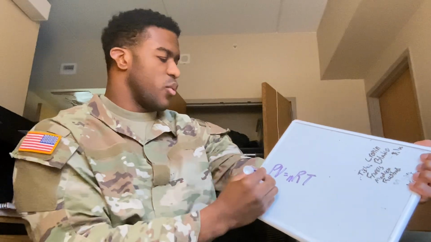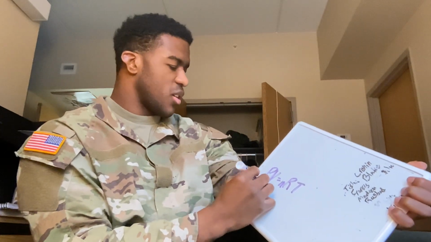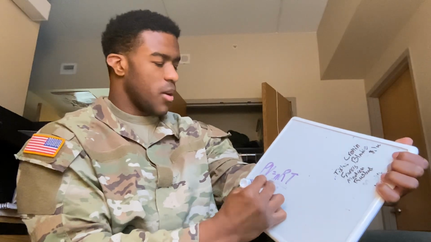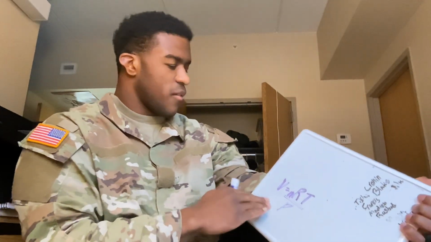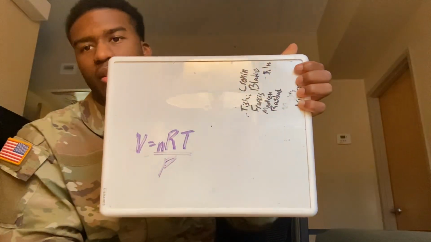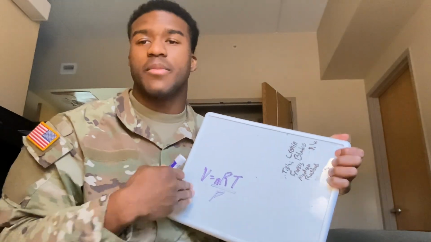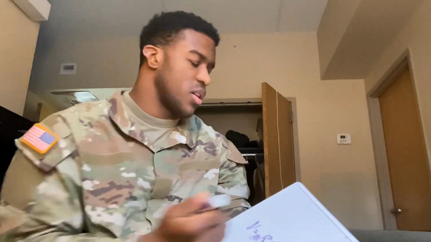Well then, if we know that we just need volume, then you just divide by P on both sides, and it ends up just being V is equal to nRT over P. And then you can plug in the values. But always, always, always manipulate the equation before you plug in the values. It makes it way easier.